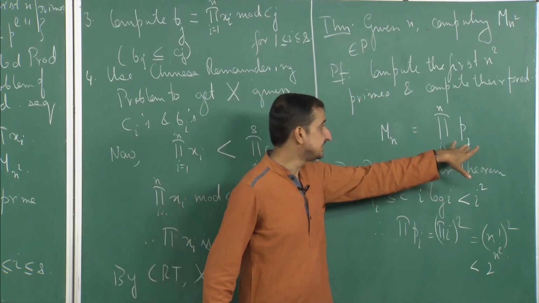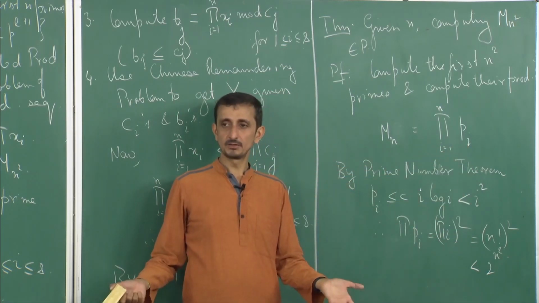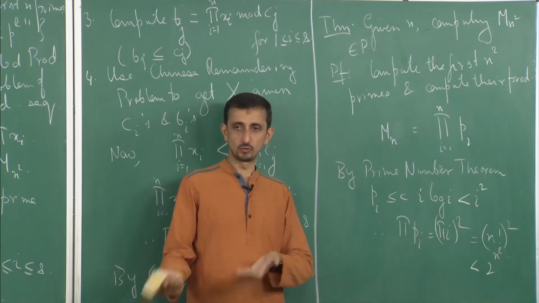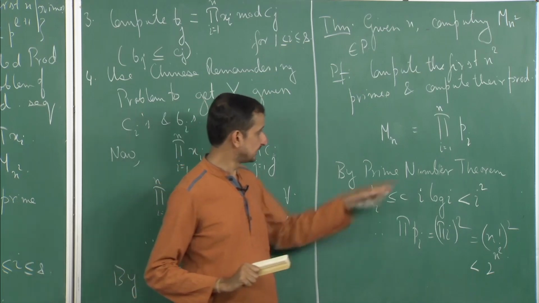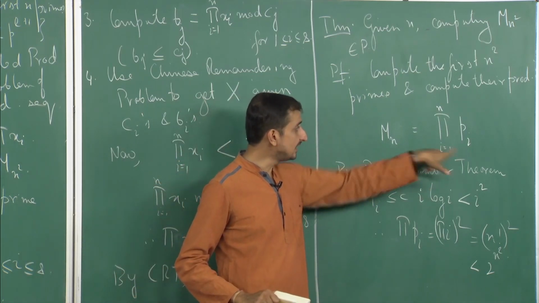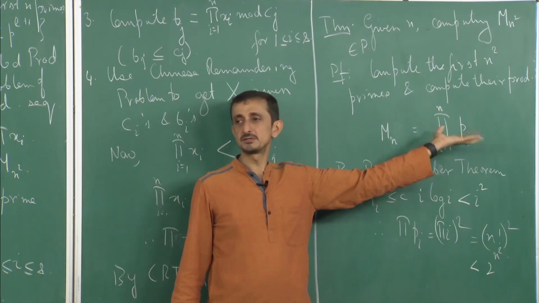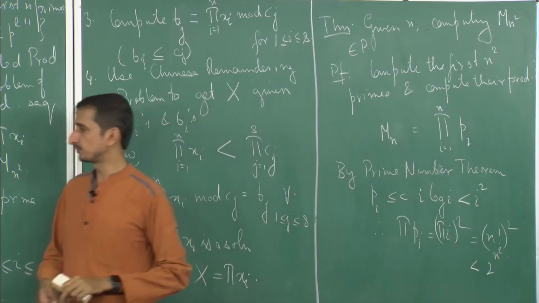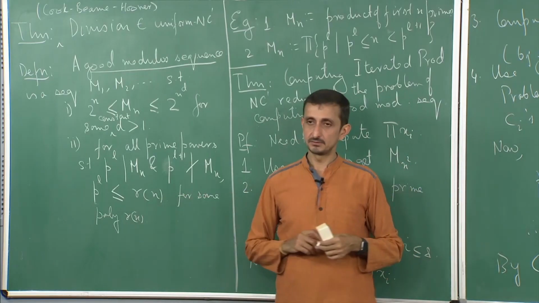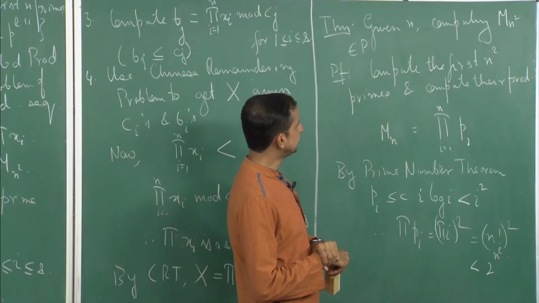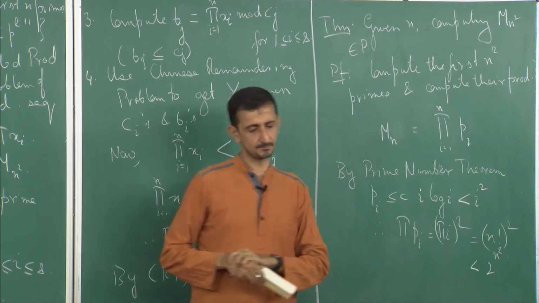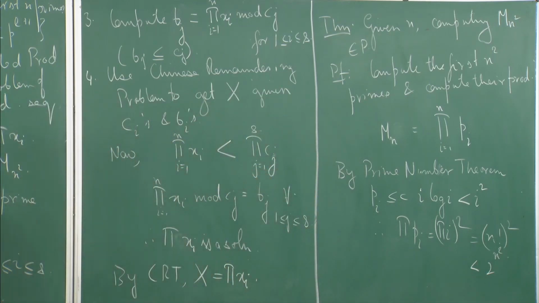Of course, each prime is at least 2. So therefore m_n is greater than 2 to the power n. So the other condition is also satisfied, and by the prime number theorem, once again, the only factors are the primes, and each prime is bounded by n log n. n log n is of course a polynomial, so it satisfies the next condition also. So this is basically showing that computing the first n primes gives us a good modular sequence.